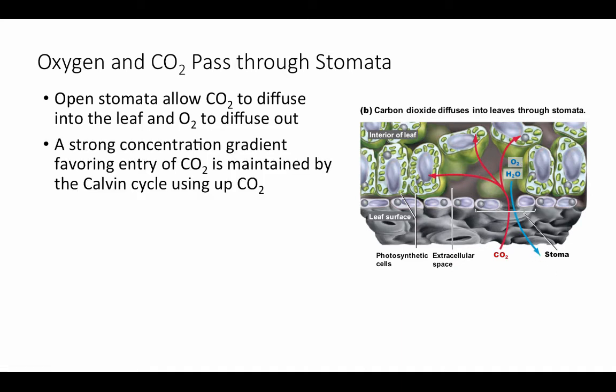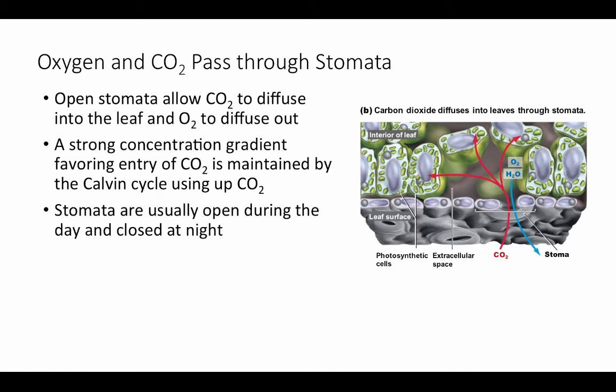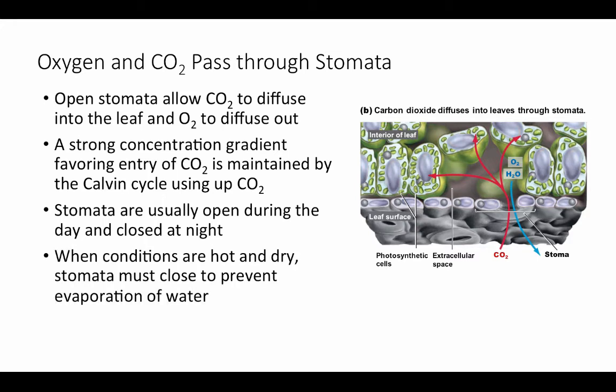Because these chloroplasts are using up carbon dioxide in the Calvin cycle and removing it, there's a constant strong concentration gradient favoring the entry of carbon dioxide that's going to keep the carbon dioxide coming in and obviously not coming out because it's being used up. So stomata are usually open during the day when they're actively photosynthesizing and closed at night because they don't really need to do this gas exchange. They want to conserve the water at night when they don't need to have it open to exchange the gases. So when conditions are hot and dry, that means they're going to be losing a lot of water through these stomata.